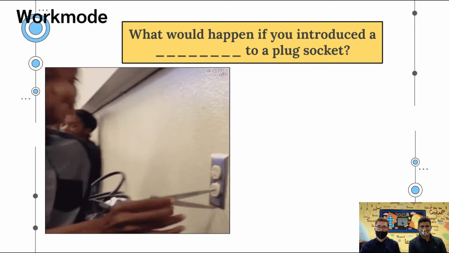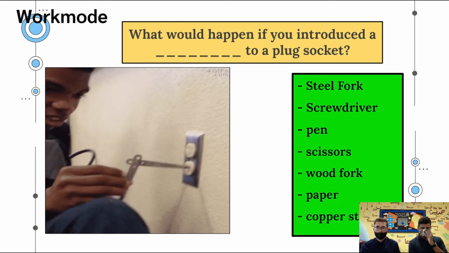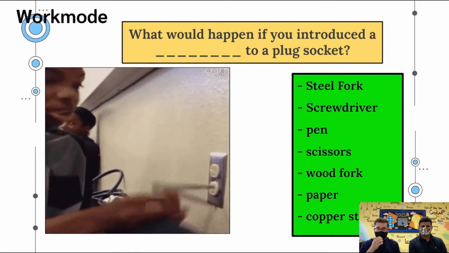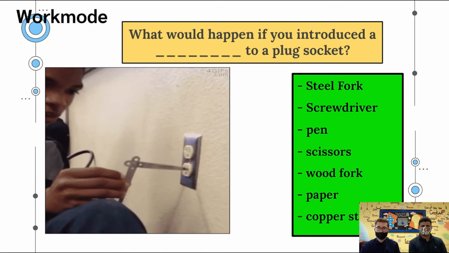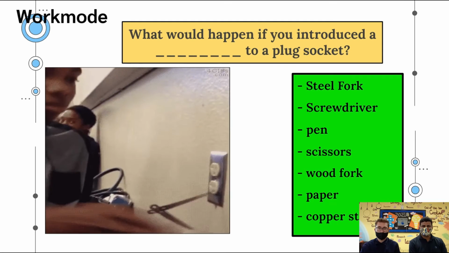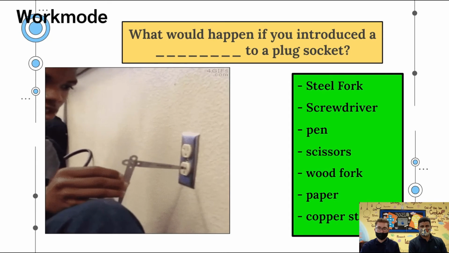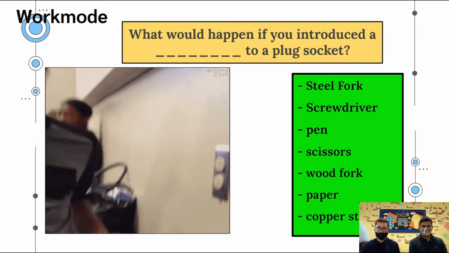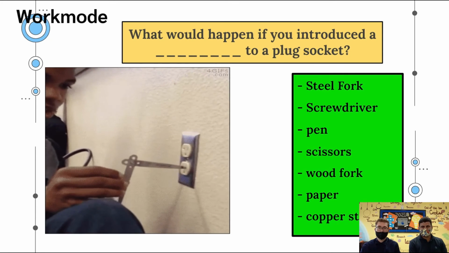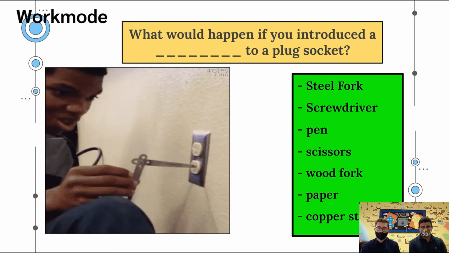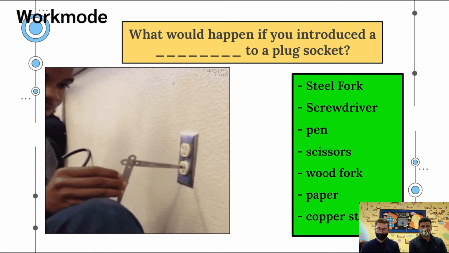So what would happen if you introduce an object to a plug circuit? So here's a list. So which one do you think you would have electric shock? It would basically be a short circuit if you put in metals. So the fork, the screwdriver, the scissor, and the copper string will cause a short circuit because they are conductors. And the pen, depending on whether it's plastic or not, wooden fork and paper will not conduct electricity, so you will not get a shock.